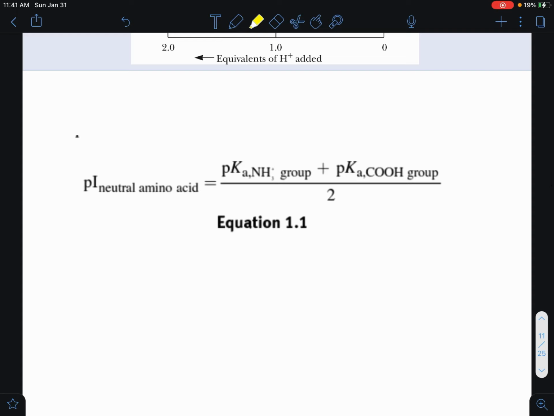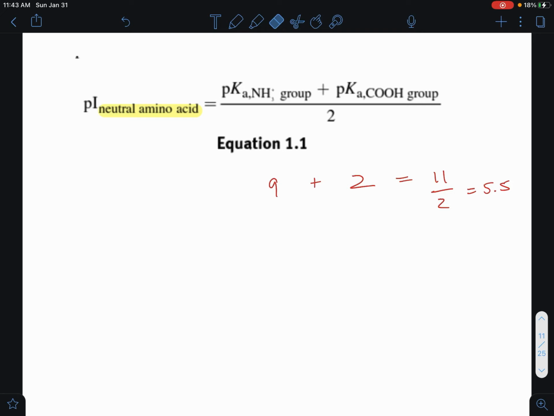Now, what the MCAT wants you to know is that in calculating the isoelectric point, you'll need the pK of the amino group and the pK of the carboxylic group. Like I told you before, the pK of the amino group is 9, and the pKa of the carboxylic group is 2. So that's 11, and 11 divided by 2 is roughly 5.5. That's for neutral amino acids, or nonpolar, uncharged amino acids.